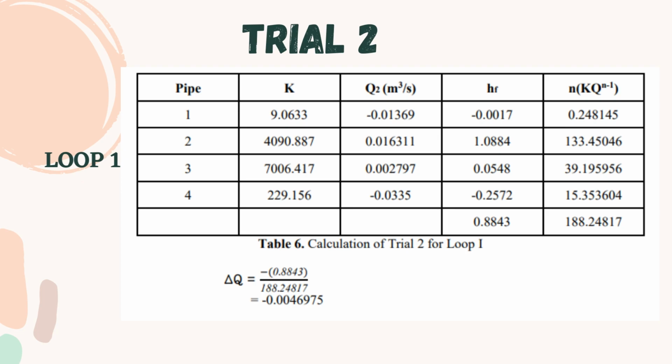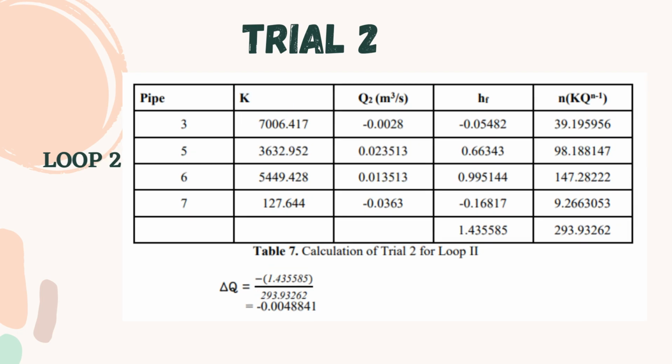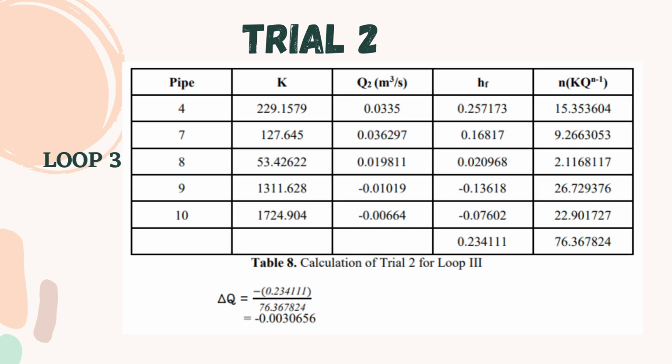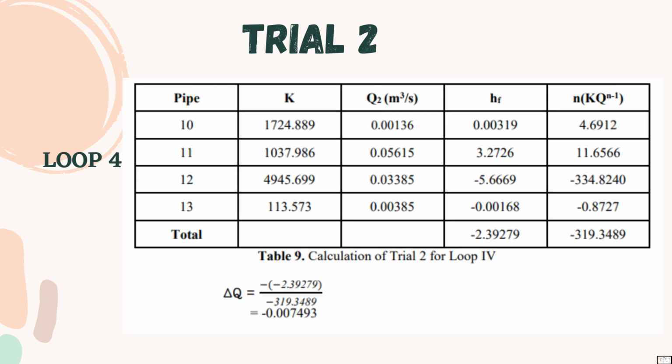For loop 1, delta Q we got negative 0.0046975. Next, for loop 2, we got delta Q negative 0.0048841. For loop 3, delta Q we got negative 0.0030656. So this is trial 2, loop 4. So the pipes are pipe 10, 11, 12 and 13.